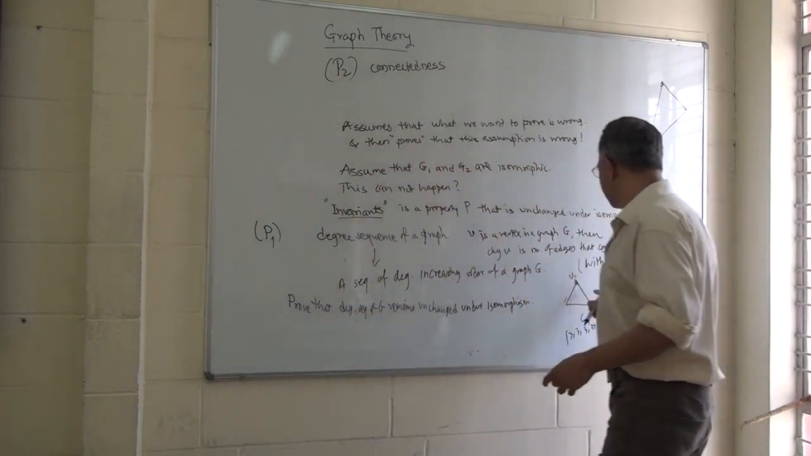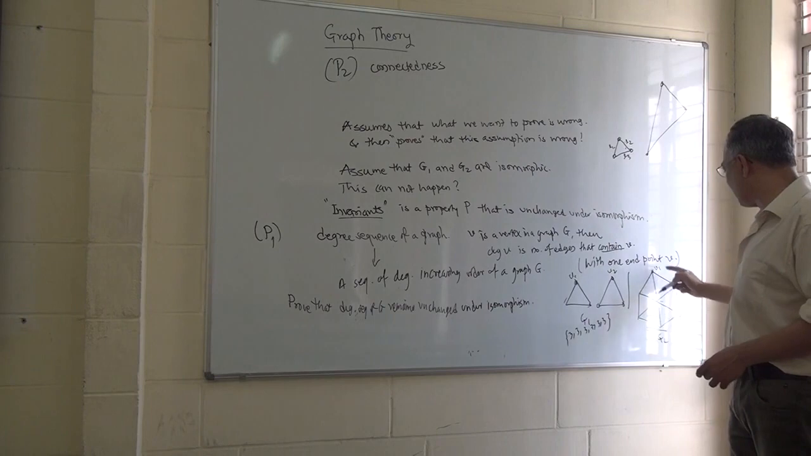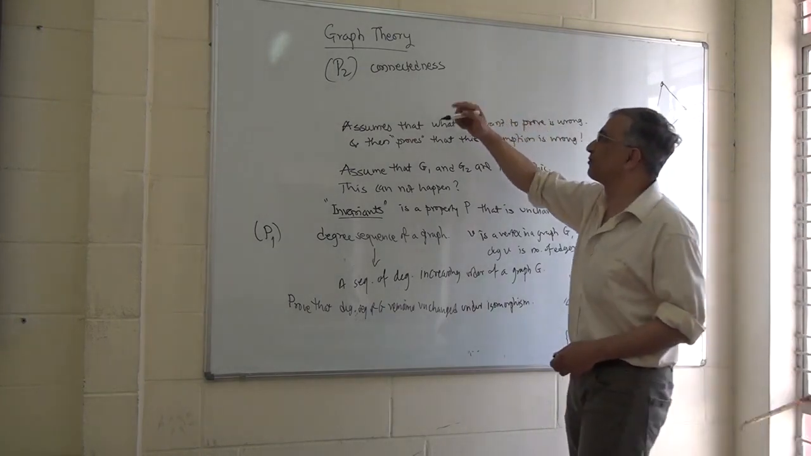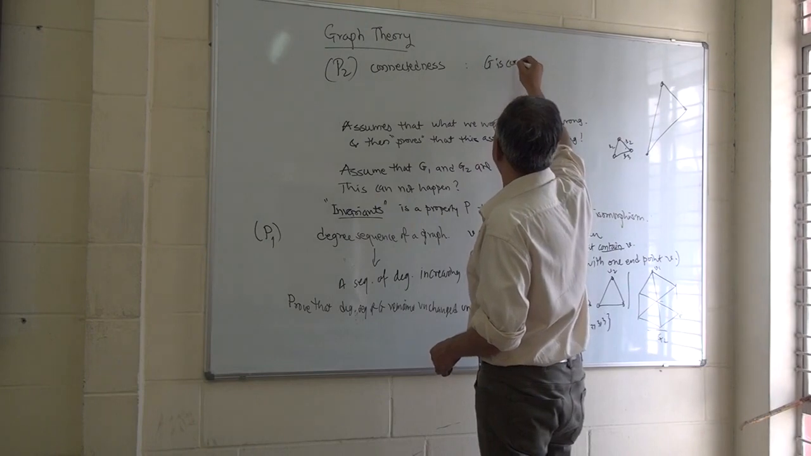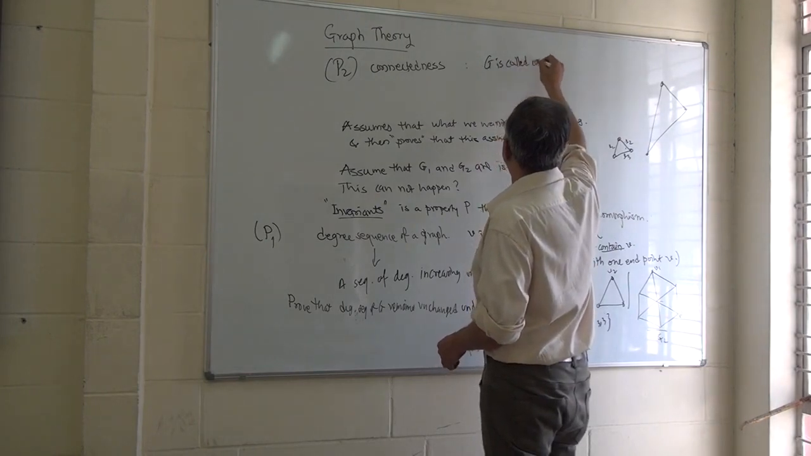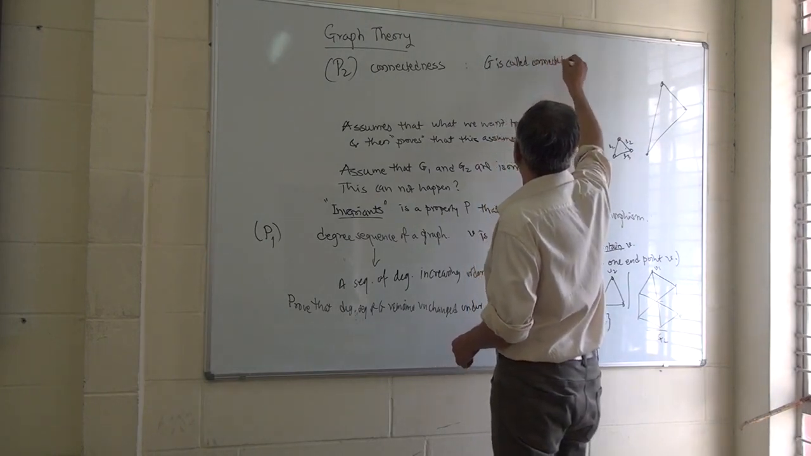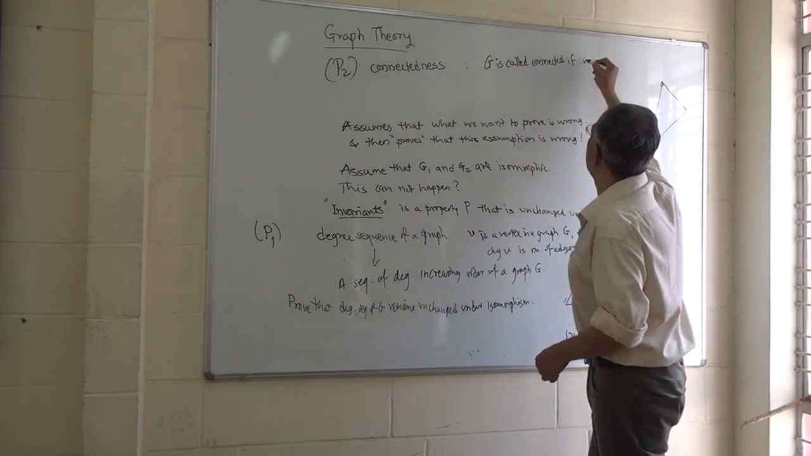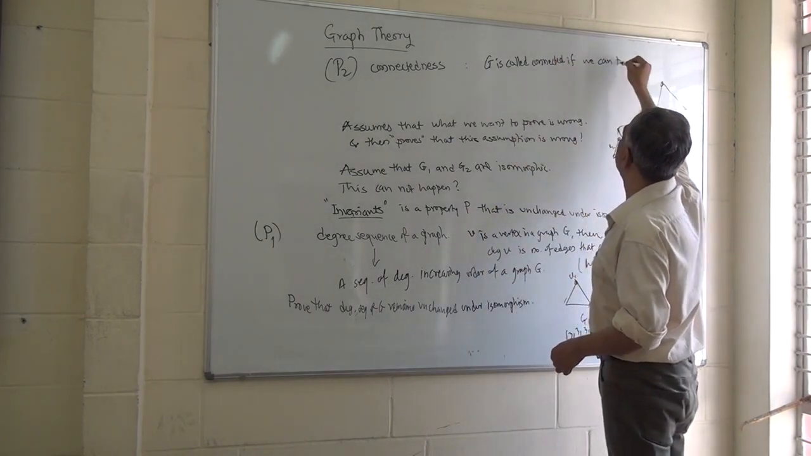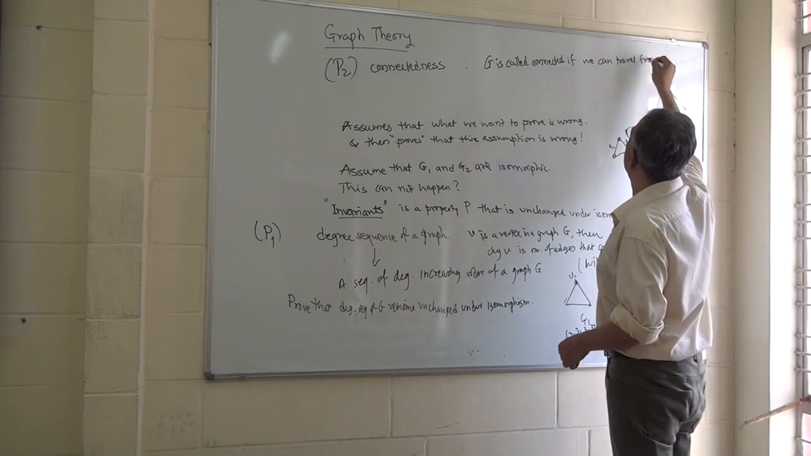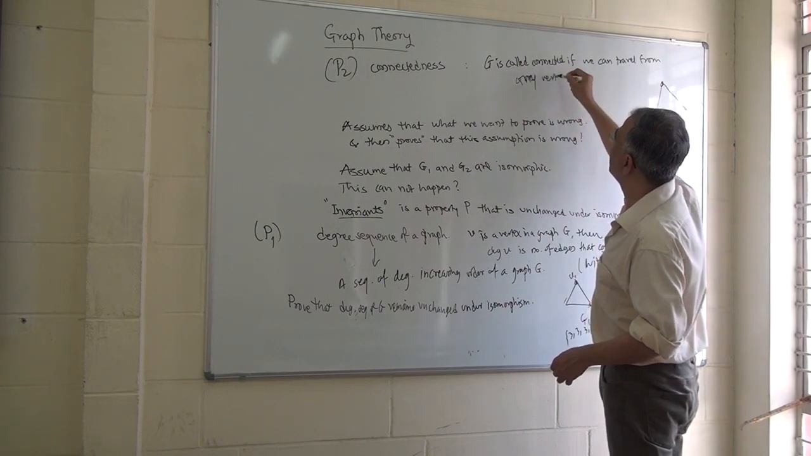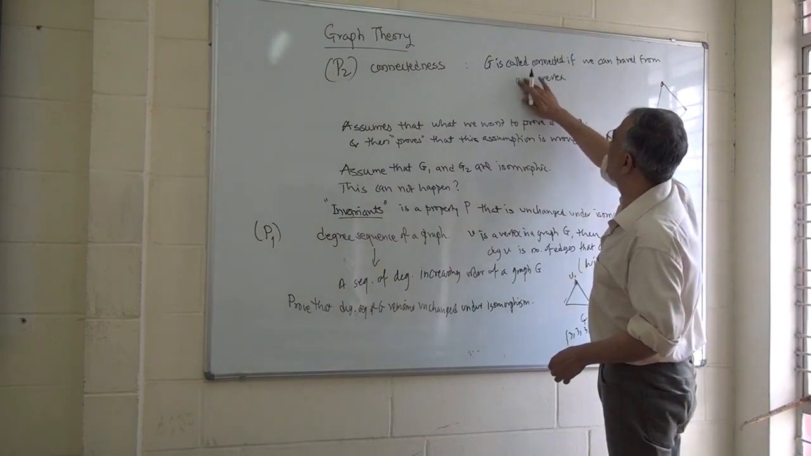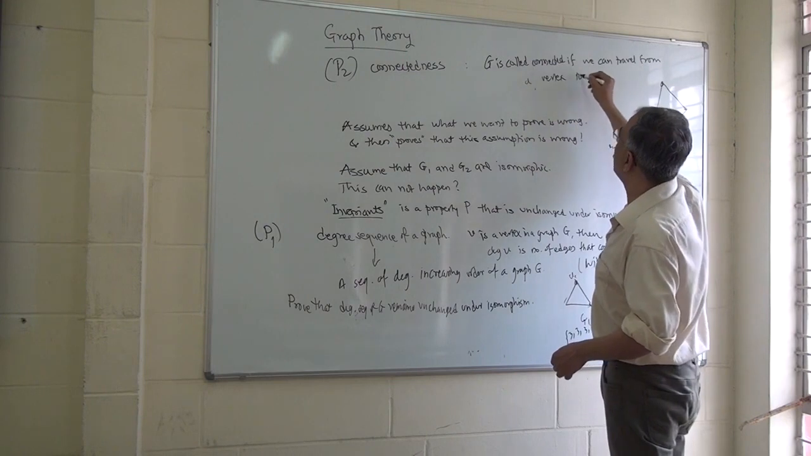This is kind of disconnected, right? Whereas this looks like one single piece. So that's why the name of the property is connectedness. G is called connected if we can travel from any vertex to any other vertex.